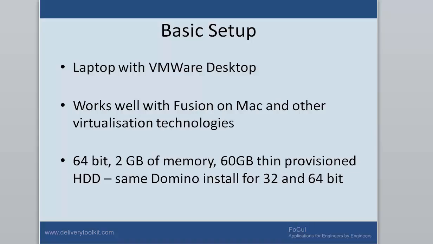So the basic setup is I'm going to do this on my laptop with a VMware desktop installed. It works equally well with Fusion on the Mac and other virtualization technologies, and it works equally well with a physical server. I'm going to do this on 64-bit, but it's exactly the same steps for 32-bit. It's actually the same installer as well. And I'm going to give it 2 gigs of memory and 60 gigabytes of thin provisioned hard drive. As I said earlier, same install for 32 and 64-bit.